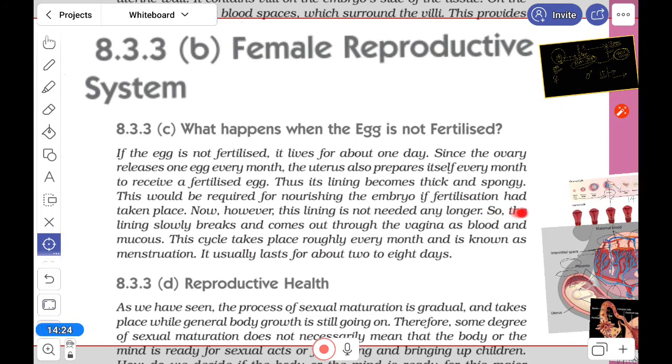Look at here. The lining slowly breaks and comes out through the vagina as blood and mucus. This cycle takes place roughly every month and is known as menstruation. This part is very important, you have to remember. Okay, today up to this. Next we will see reproductive health.